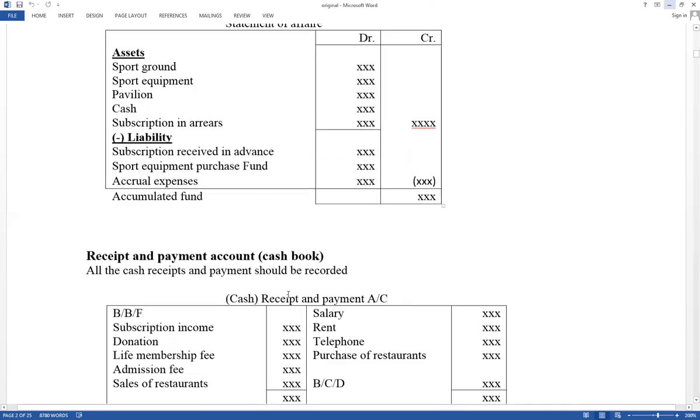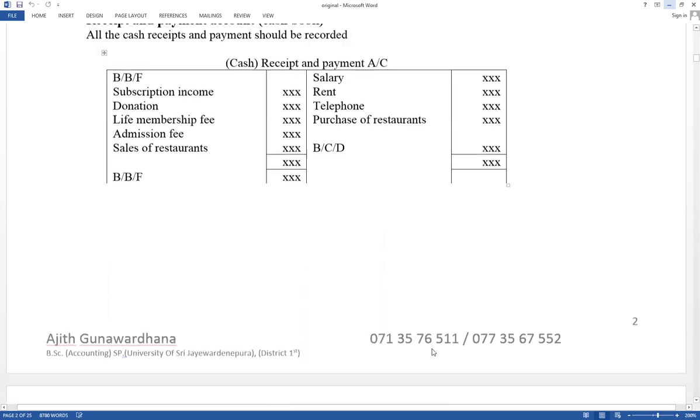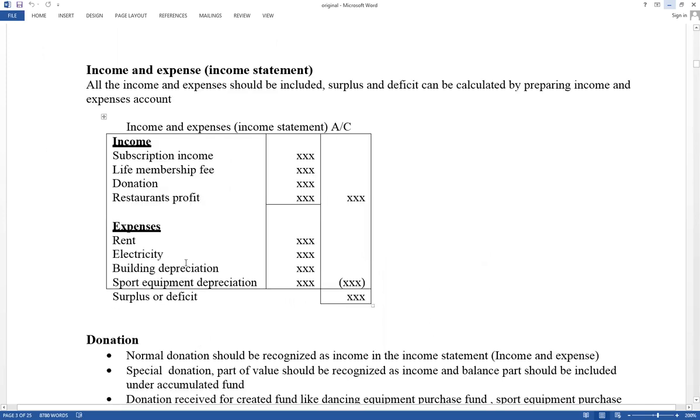Then think how to prepare the cash account. In normal cash accounts, all the cash receipts are on the debit side, all the cash payments are on the credit side. Then this is the income statement, income minus expense. Think, sales minus cost of sales is not available in this lesson. The main purpose is not to generate profit, but social activities. Income minus expense. Think about subscription income, life membership fee, donation.